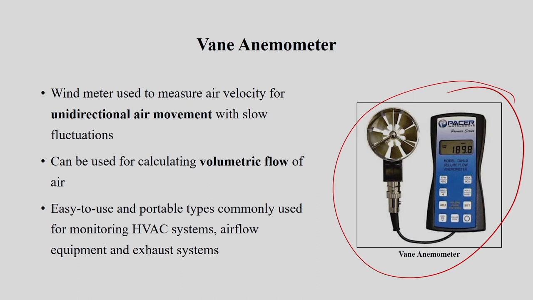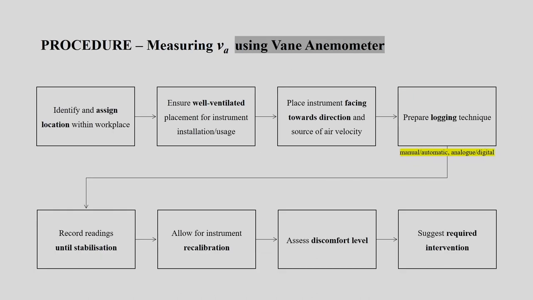The wind meter is used to measure air velocity for unidirectional air movement with slow fluctuation. If the fluctuations are very high, it will not work. It can be used for calculating the volumetric flow of the air. It is an easy to use and portable type, commonly used for monitoring HVAC systems, airflow equipment, and exhaust systems. For all these cases, you can use this particular anemometer.